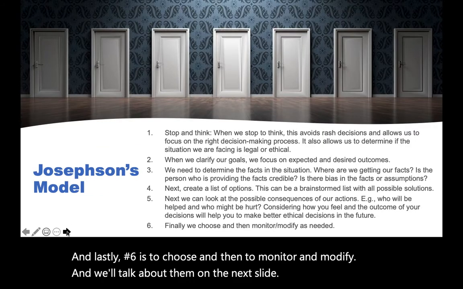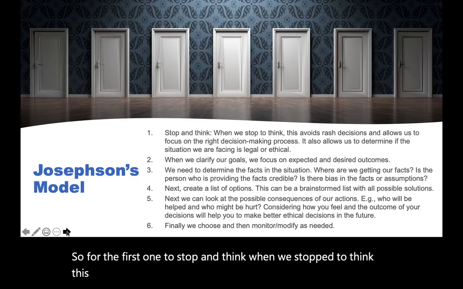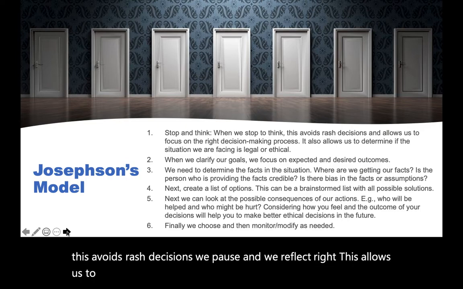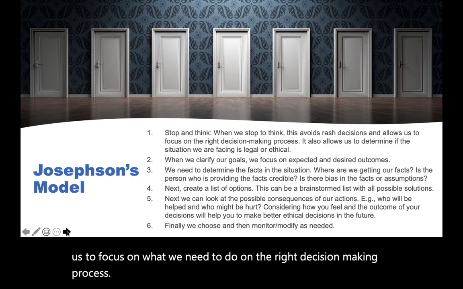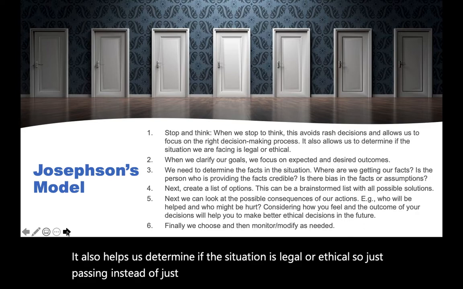So, for the first one, to stop and think. When we stop to think, this avoids rash decisions. We pause and we reflect, right? This allows us to focus on what we need to do, on the right decision-making process. It also helps us determine if the situation is legal or ethical. So just pausing instead of just subconsciously deciding will help us.